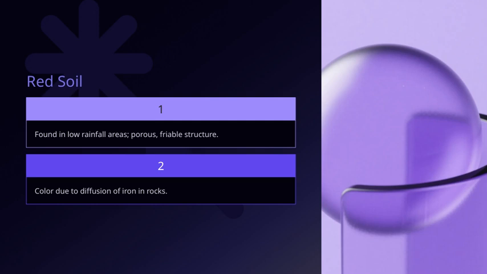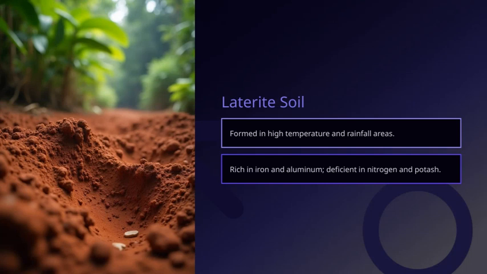content and climate. Laterite soil is quite unique because it's rich in iron and aluminum, which gives it that characteristic reddish color. However, despite these minerals, it's actually quite poor in nitrogen and potash, which are essential nutrients for plants. This means that while the soil has some valuable minerals, it's not naturally very fertile for most crops.